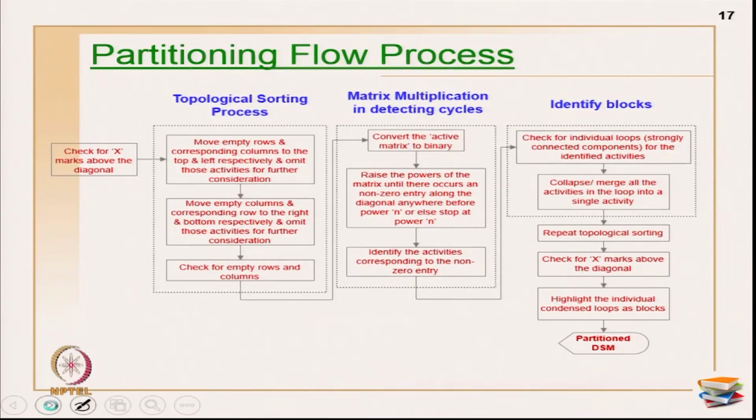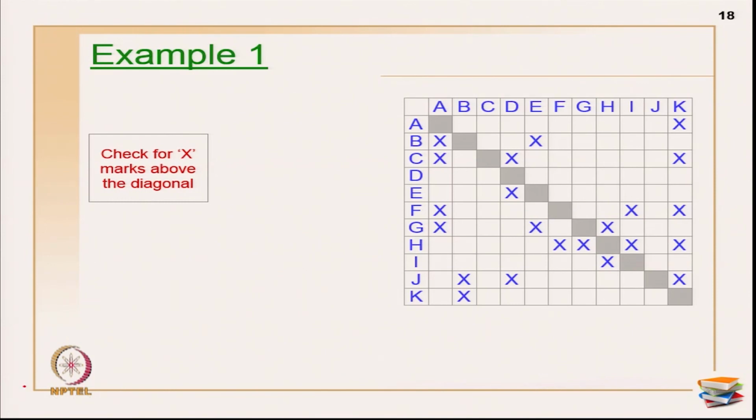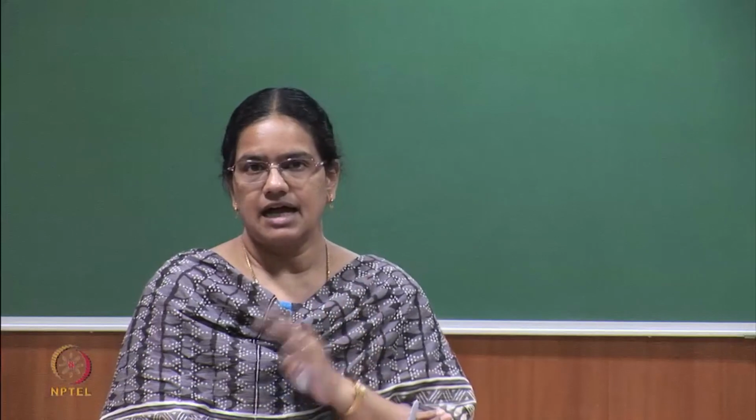Okay, now let us go through the hypothetical example. For explaining this partitioning process, I have taken a hypothetical example. Okay, this is a generic A, B, C, D example. I have taken A till K as a simple example because I have to show all these n number of steps. So, I have taken a little bit bigger example.